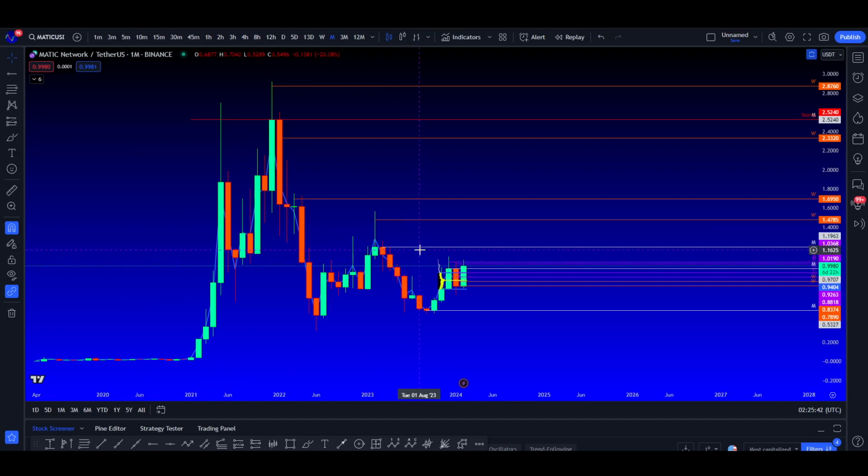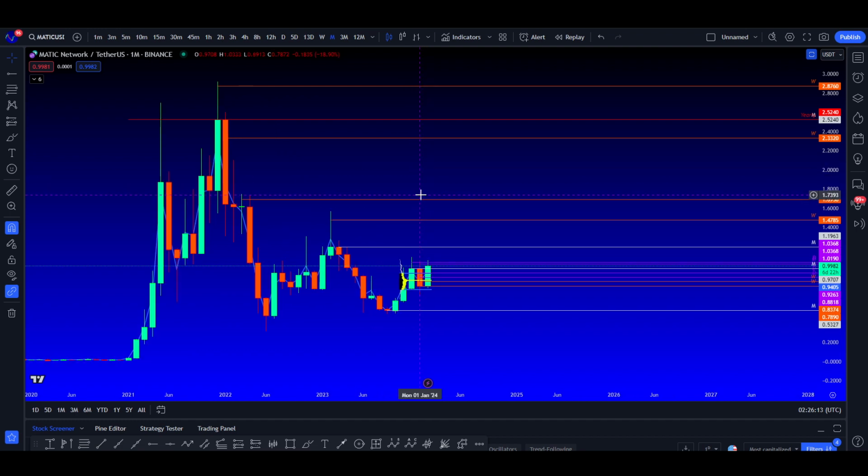This is MATIC USDT on the Binance chart. Today I wanted to go ahead and do a technical analysis on MATIC network, seeing that there is a lot of interesting news hovering around what's up and coming in the next few weeks. So with that being said, I thought this would be a great time to dive a little bit deeper into the MATIC chart. And as you can see, today we'll start on the monthly time frame.